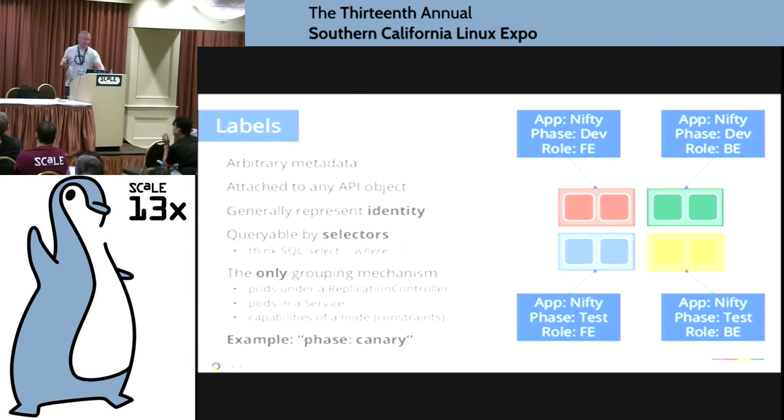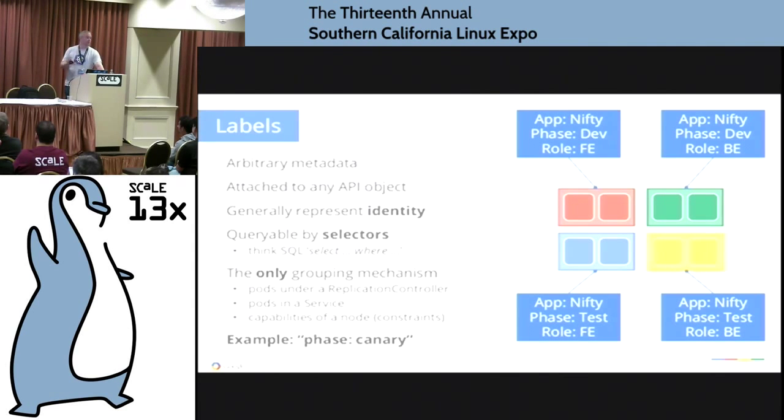Let's talk about labels. Labels are arbitrary metadata. They really are. You can assign basically anything. You can attach them to any of our API objects. These are generally used to represent identity. These are your identifying marks. So if you think of it as things you might want to select on later, that's what you probably want to set up for your labels. These are the only grouping mechanism in the system.